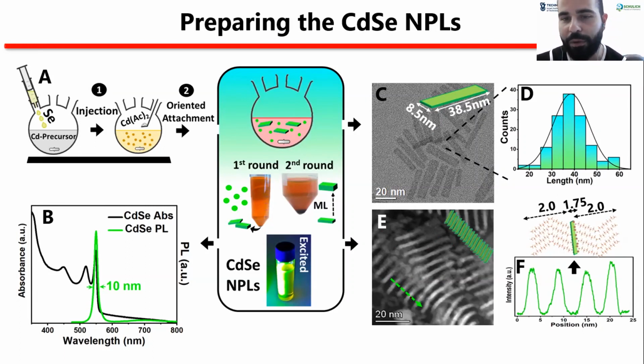We can measure the thickness by stretching a line and scanning the intensity. After all, the thickness is 1.75 nanometers. And due to the small thickness, the exciton is confined in this regime. Because of this, we have a sharp absorption and PL spectrum.